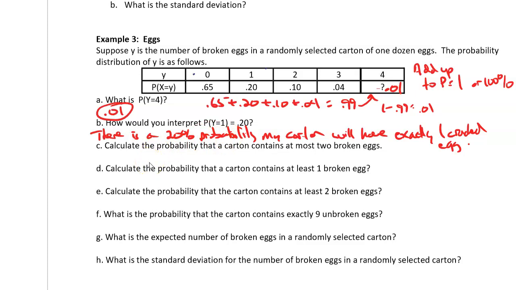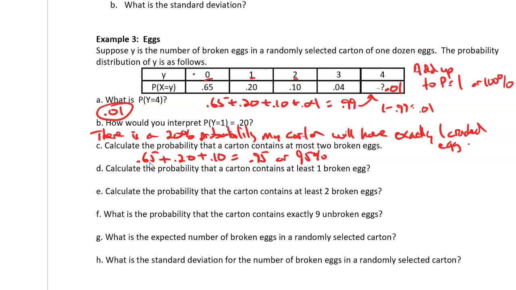Okay, so for C, they say calculate the probability the carton contains at most 2 broken eggs. So think about the way they said that. I mean, if I said I had at most $20, that means I have $20 or less, right? So what would qualify here is everything 2 or less. This one, and this one. Any of those would match the description of what they're asking, so we can add those all together. So that is going to be 0.65 plus 0.20 plus 0.10. At most 2 broken eggs is 0.95 or 95%.